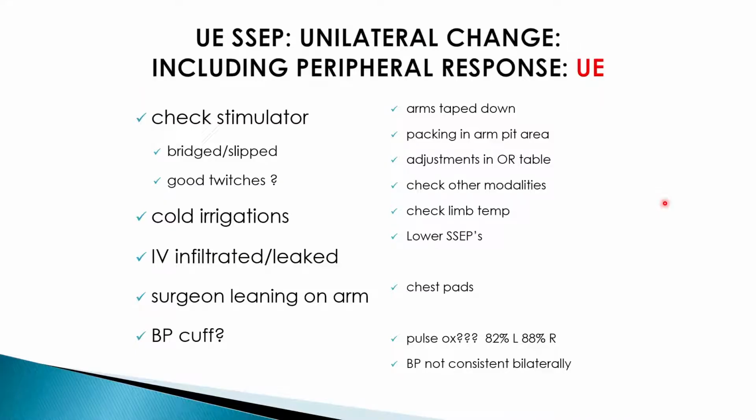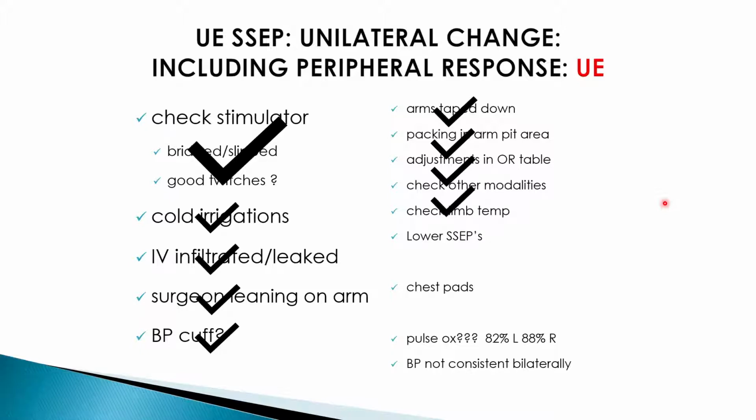So I went through the checklist. The stimulator looked fine. The patient's fingers were twitching, so I knew I was on the nerve. There were no cold irrigations or infiltrated and leaking IVs. The surgeon and none of the staff were leaning on the arm. The blood pressure cuff looked fine. The arms were not taped down. There was not excessive packing in the armpit area or any recent adjustments to the operating room table. The lower SSEPs did not waver, did not change at all, and the limb temperature was stable.